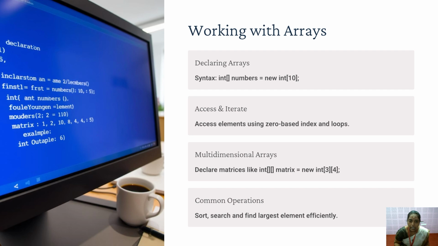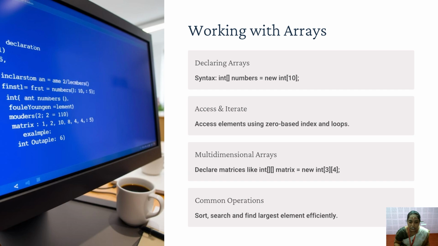What is an array? An array is used to store elements of the same data type. First one, how we'll be declaring the array. The syntax used for arrays: int numbers, new int, so I'll be initializing the value 10. So how do we access and iterate it? Access the elements using a 0-based index and loops. If I have 10 elements, I will start at 0 to 9. So totally there will be 10 elements. The index will be 0.